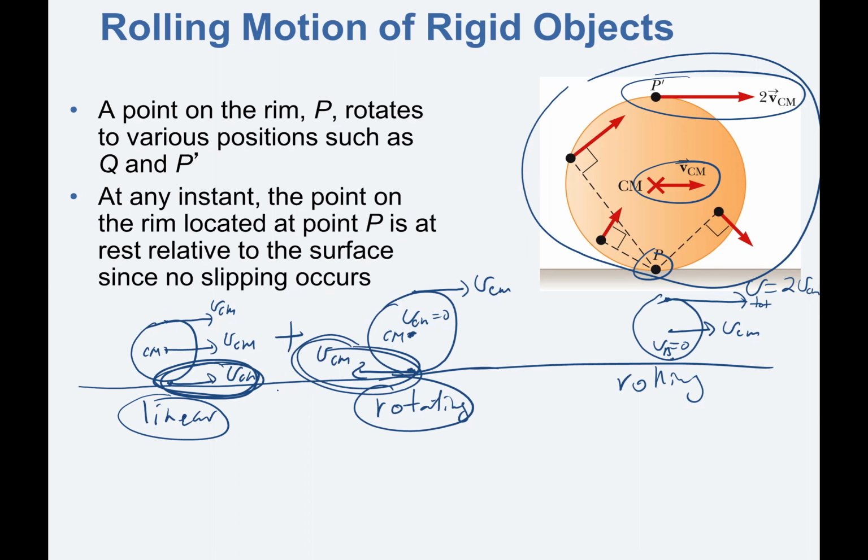So that's why in order for you to roll, you need friction. If there is no friction, the object is just going to slide, it's not going to be rolling. But if you're rolling, then you need friction. So in that case, we can consider an object going down an incline, with friction in order to roll.